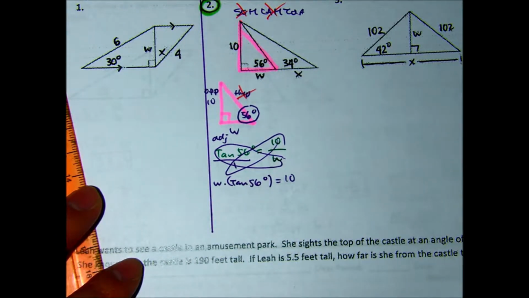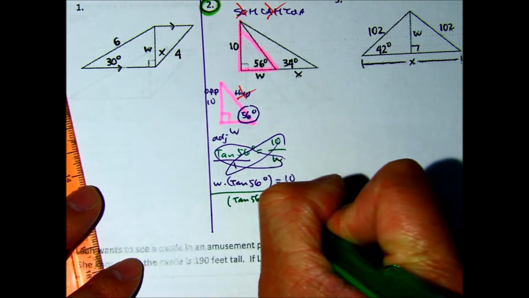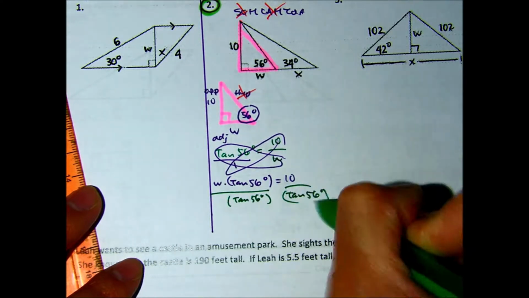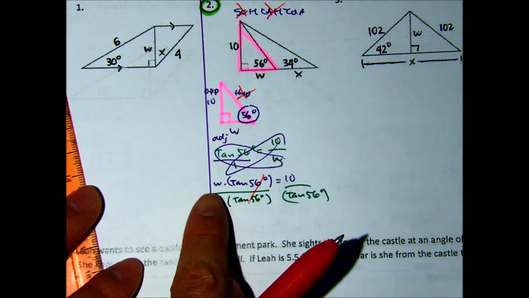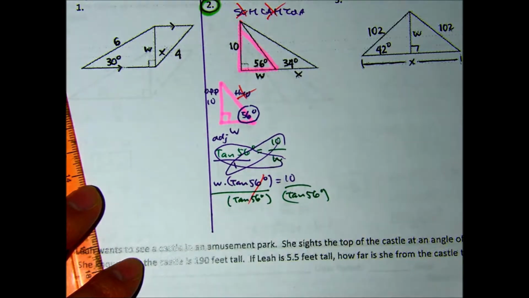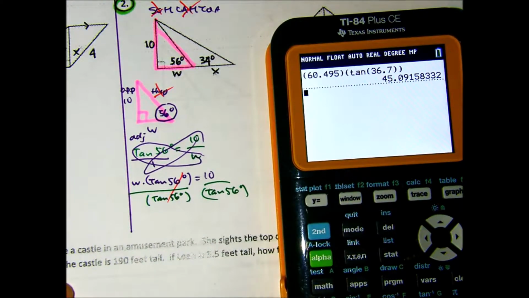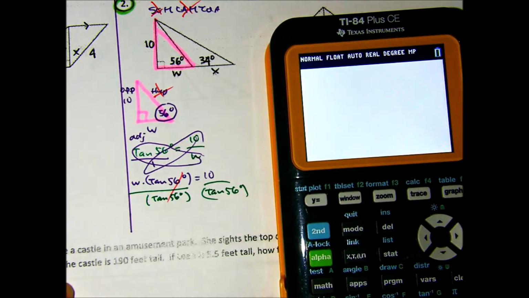And then I'm going to divide by tangent of 56 on both sides. So cancel. You have your calculator ready. W equals tangent of 10 over tangent of 56. Let's put it in. Make sure you're on degree mode. Extra set of parentheses: 10 divided by tangent of 56.